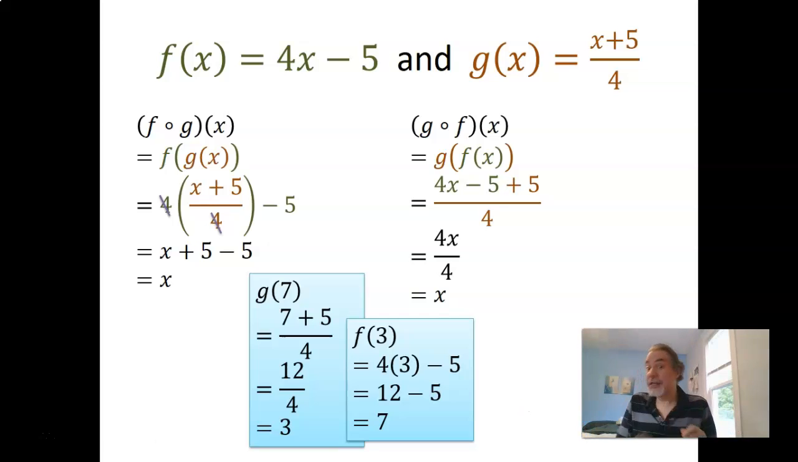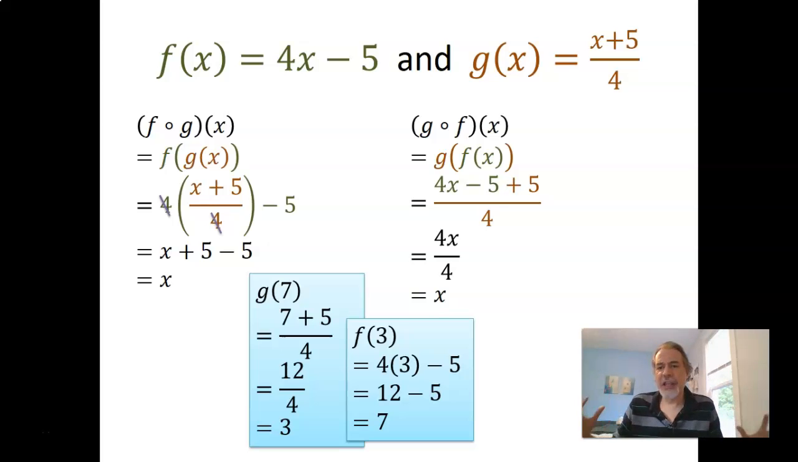There's nothing special about 7. One of you guys picked it. So we could do this with any number. Put any number into g, take what comes out, put it into f, we're back where we started. Or we could start by putting a number into f, take what we get, put that into g, and we're back where we started. So these functions undo one another. Whatever f does to a number, g undoes it and gets you back where you started. Whatever g does to a number, f would undo that and get you back where you started.